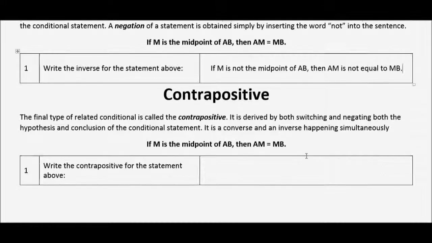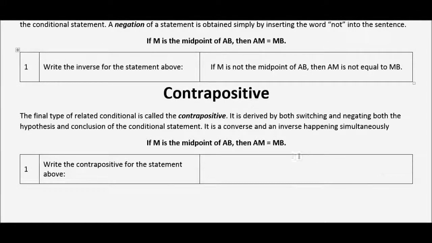The contrapositive is a combination of both the converse and the inverse. When we write the contrapositive of a statement, what we're going to do is switch the hypothesis and the conclusion and negate the hypothesis and the conclusion. So if AM is not equal to MB, then M is not the midpoint of AB. And this is how you write the three types of related conditionals.